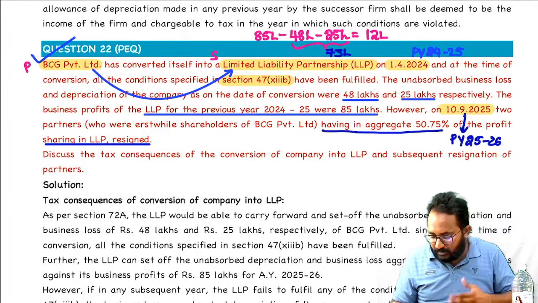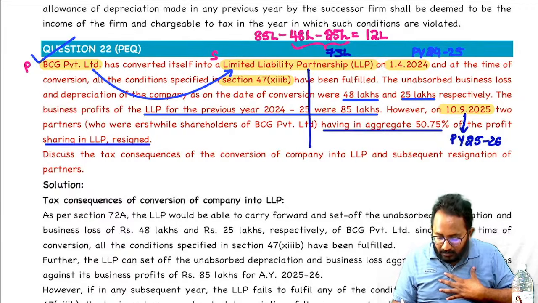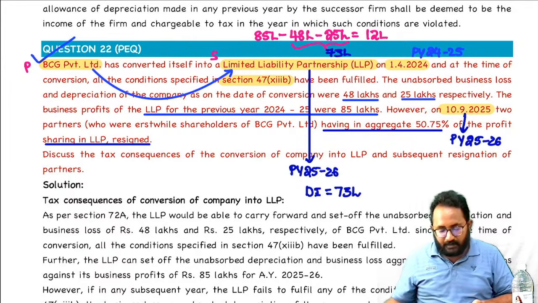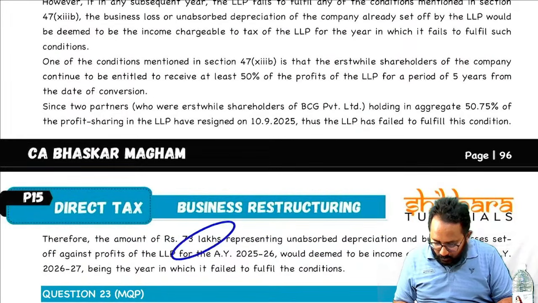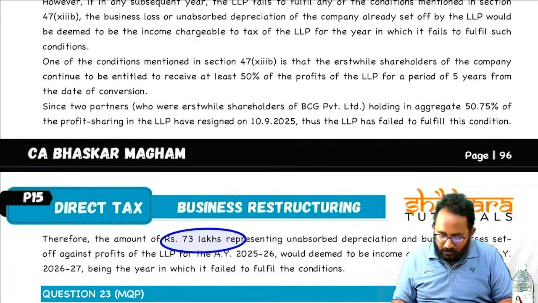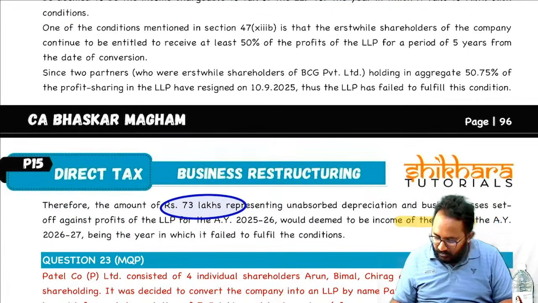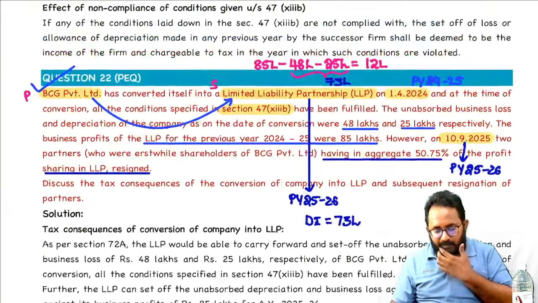Simply, whatever benefit was got earlier is taxable in the hands of the successor. In which year? In the year of violation, 25-26. How much deemed income do we have to create? 73 lakh. That is the only question. Yes, simply 73 lakh we have to create as deemed income in the previous year 25-26, assessment year 26-27.